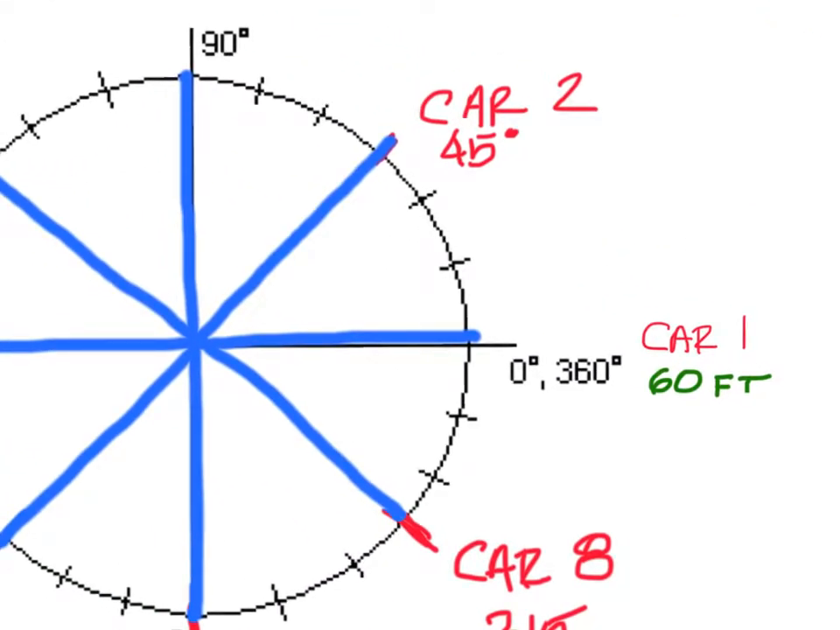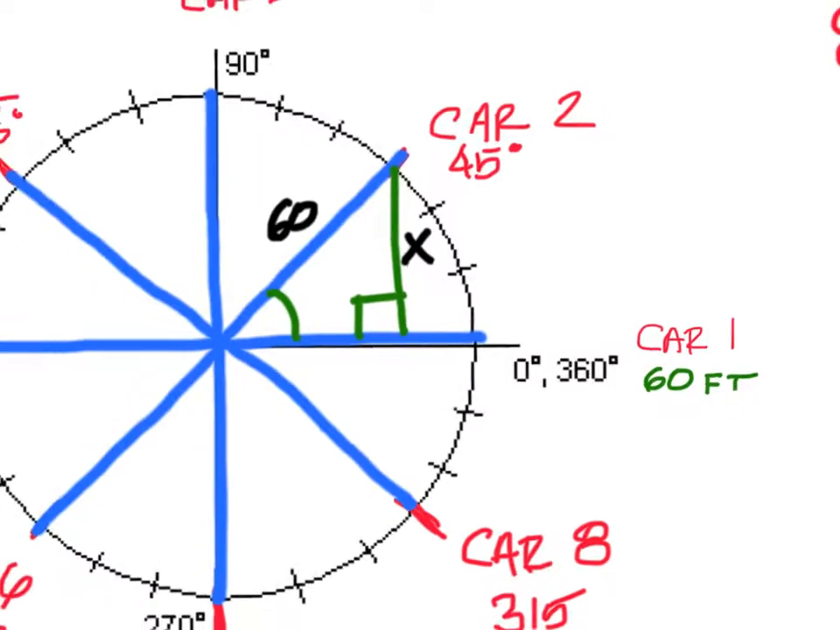Alright, we go to car 2. Make a right triangle from that. And recognize that this angle here is 45 degrees. And that you're looking for this measurement, x. Knowing that the radius of this Ferris wheel is 60 feet because that's half of the height of it. The height is the diameter. Half of that is 60 feet. So this hypotenuse is 60.